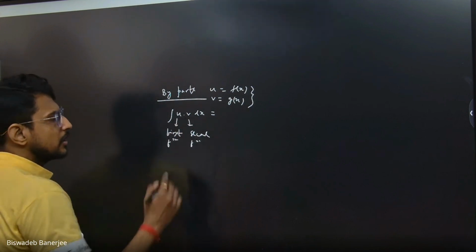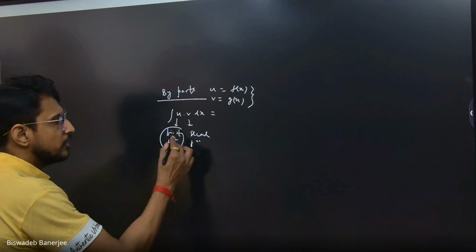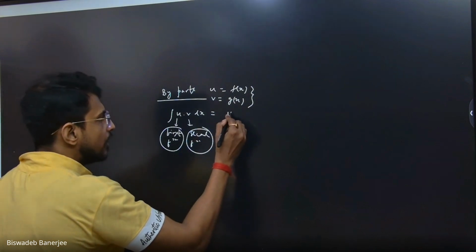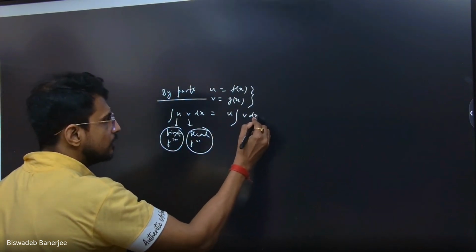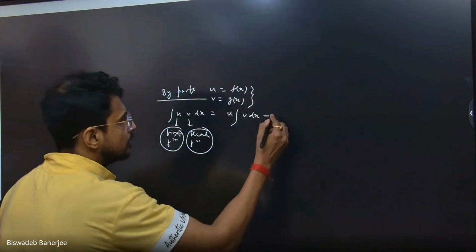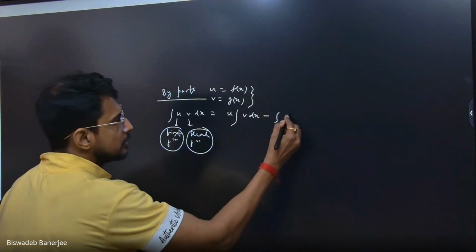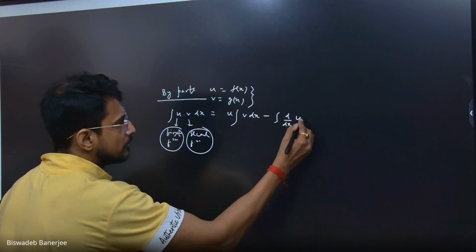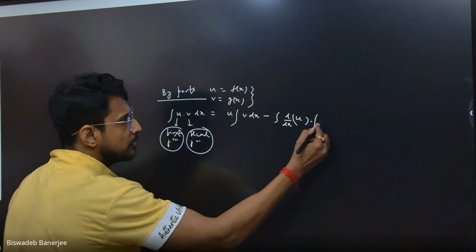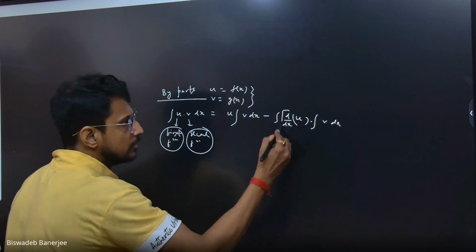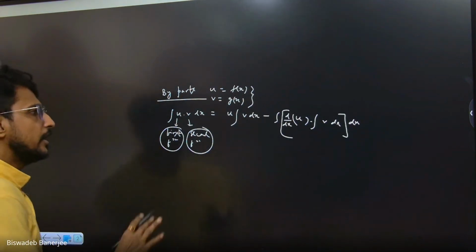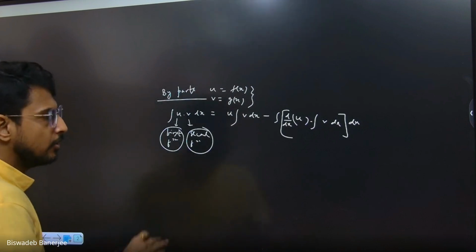So the thing is integration of u into v dx. If we take u as the first function and v as the second function, the integration will be: first function into integration of second function, minus integration of d/dx of the first function, then integration of second function, dx. This is called the bypass method. Okay, write down this formula. Just pause the video and write down the formula.